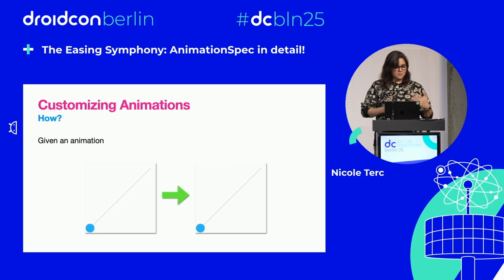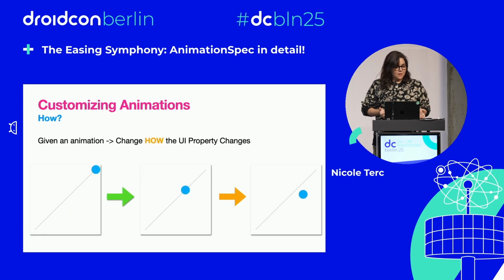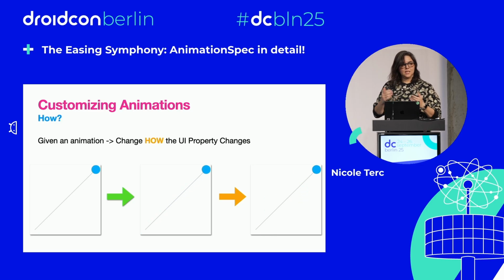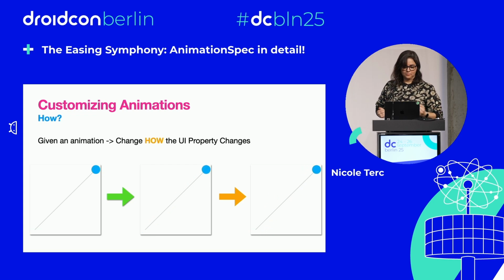And that is, given an animation, which again is a UI property that changes sequentially, you are just going to change how this UI property changes. So even if the initial state and the end state are the same, changing how this animation is going to change, you're going to have wildly different animations.